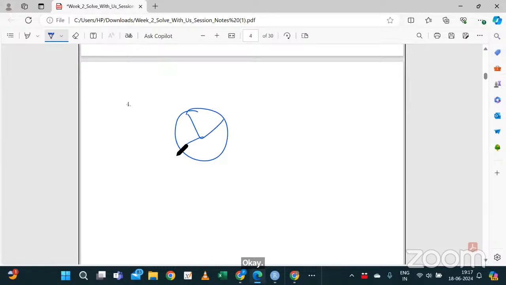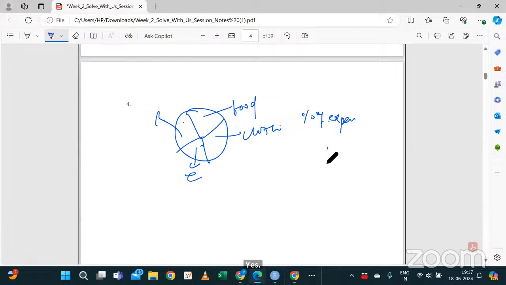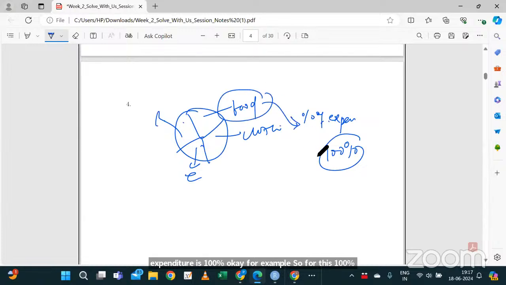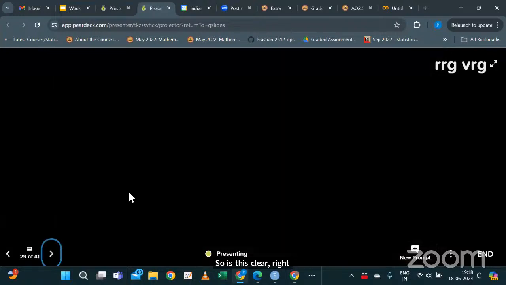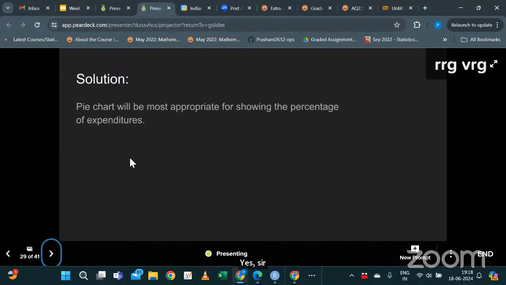Let's say food, clothing, rent, entertainment, and other things. I'm interested in the percentage of expenditure. Suppose total expenditure is 100%; what is the percentage for food out of this? Let's say 50%. Then the percentage for clothing and the rest. Is it clear when to use a pie chart and a bar chart? Okay, so a pie chart will be most appropriate for showing percentages.